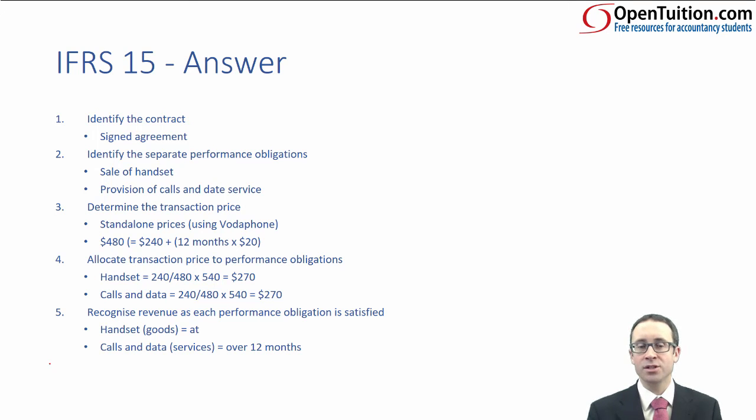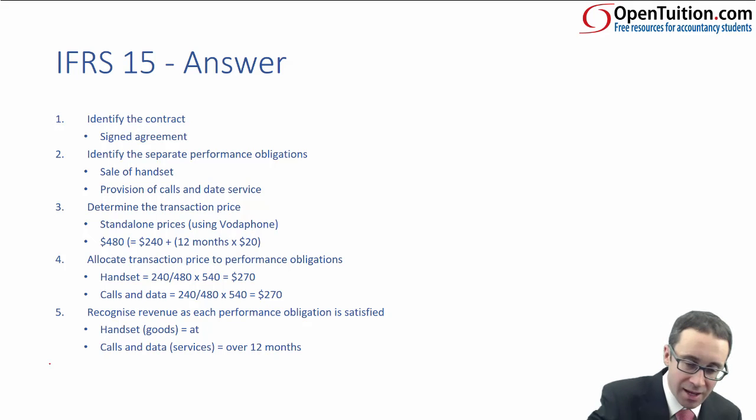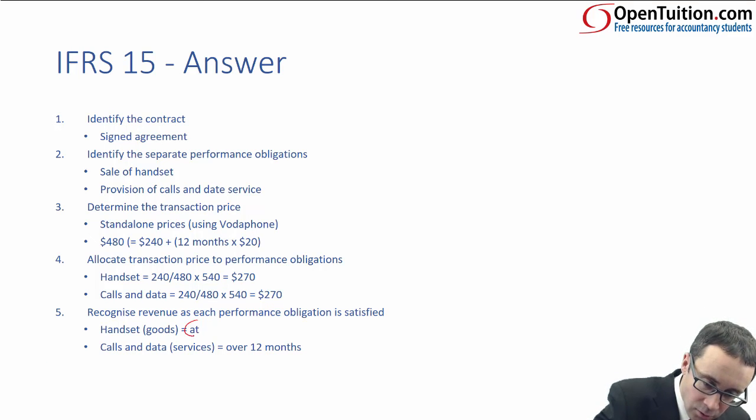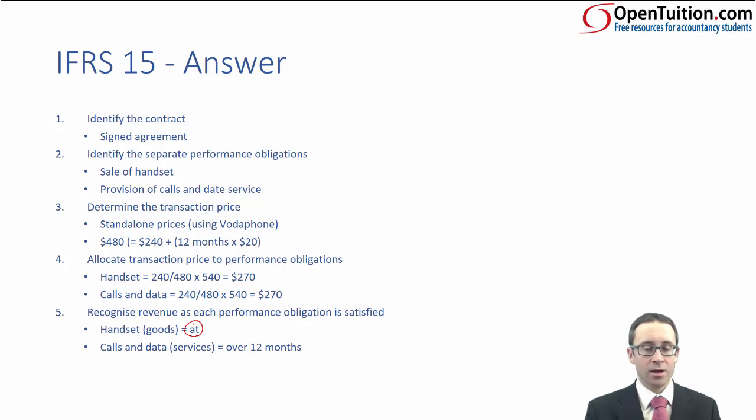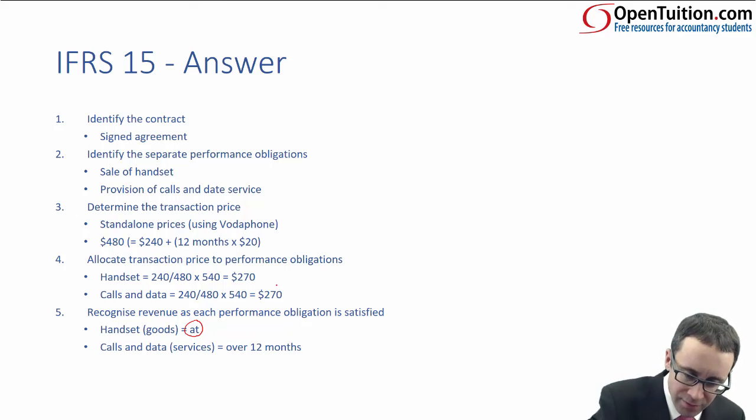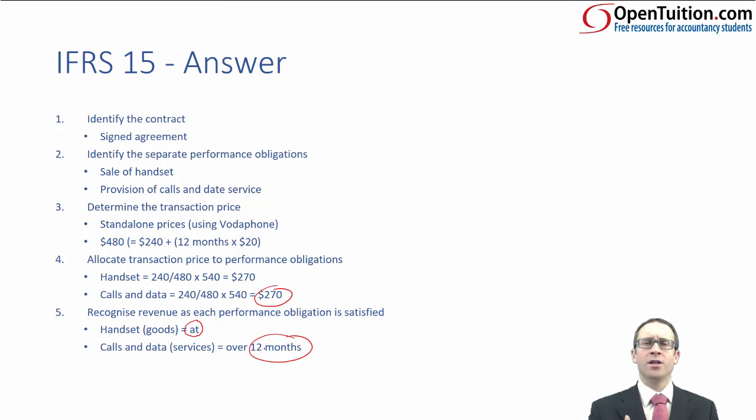Okay, $270 each. 5, in terms of recognising the revenue, the handset was goods, wasn't it? So control transfers at that point in time, and you'd recognise revenue of $270 initially. And then the calls and data would be spread over the 12 months. So you would take the $270 and divide that by 12, and you would recognise a 12th of $270 every single month. Okay, excellent.